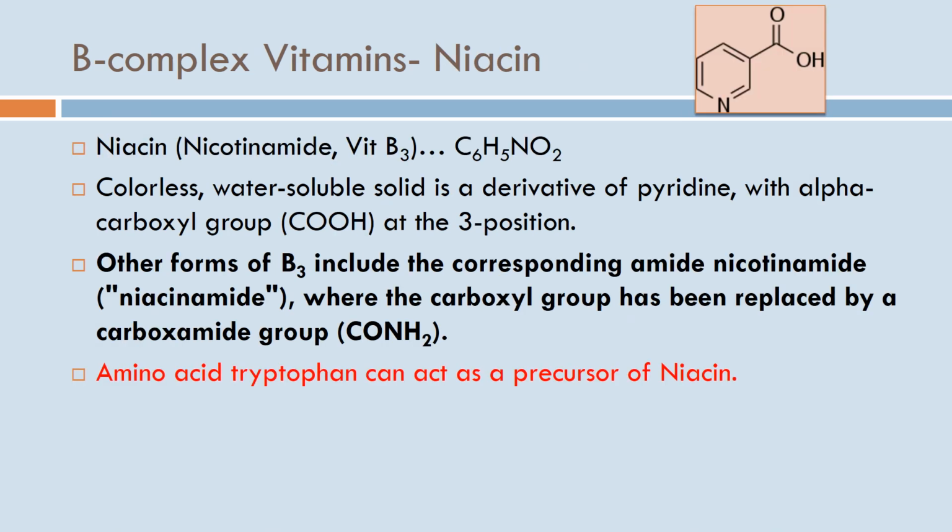Niacin is also known as vitamin B3 or nicotinic acid. It's a colorless, water-soluble solid and a derivative of pyridine with a carboxyl group at the third position. Other forms of vitamin B3 include the corresponding amide, nicotinamide, also known as niacinamide, where the carboxylic group has been replaced by a carboxamide group. The amino acid tryptophan can act as a precursor of this niacin.